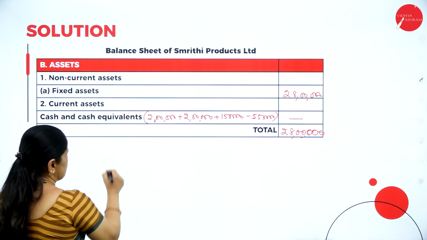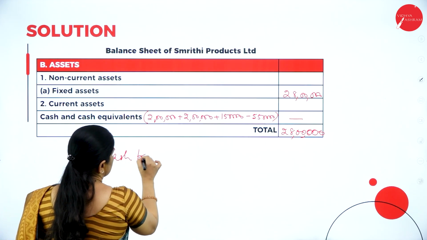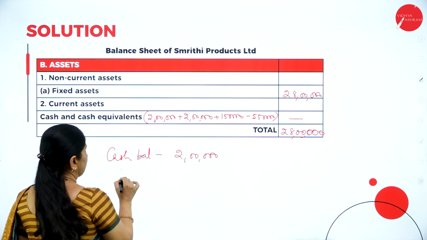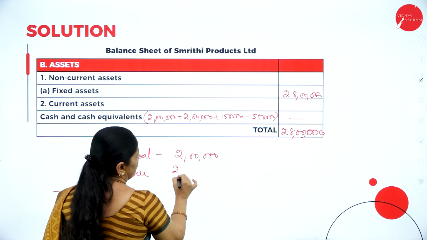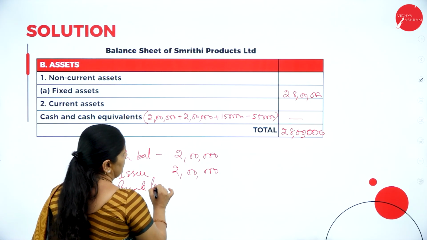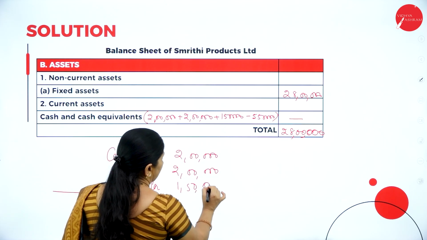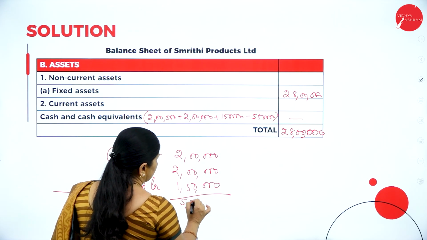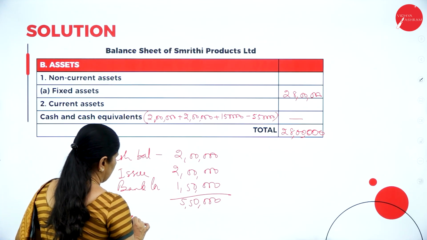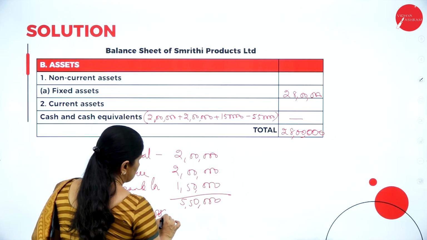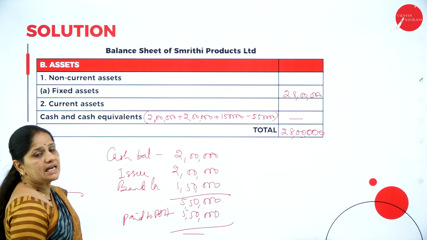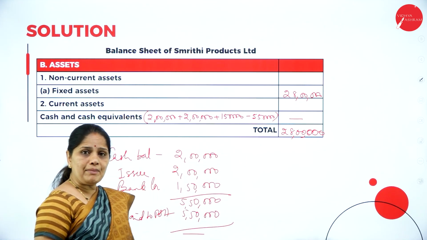So here if you can see, cash balance in the beginning is 2 lakhs. Then through fresh issue, we have 2 lakhs. Through bank loan, we have 1 lakh 50,000. Total it is 5 lakhs 50,000. So this 5 lakhs 50,000 we have paid to preference shareholders. So the balance is nil, which we will be showing in the balance sheet.